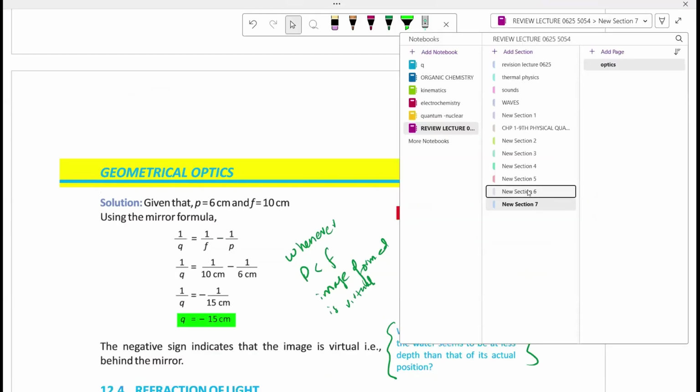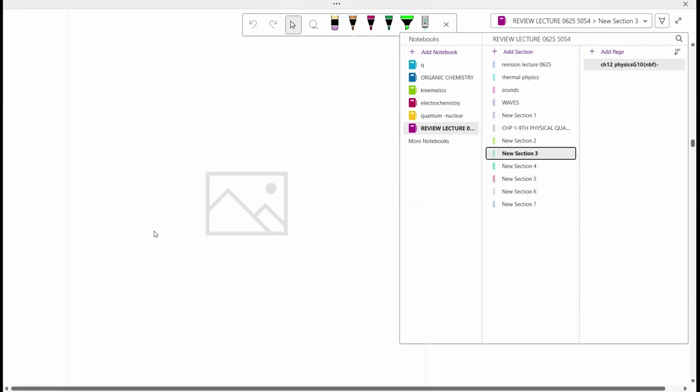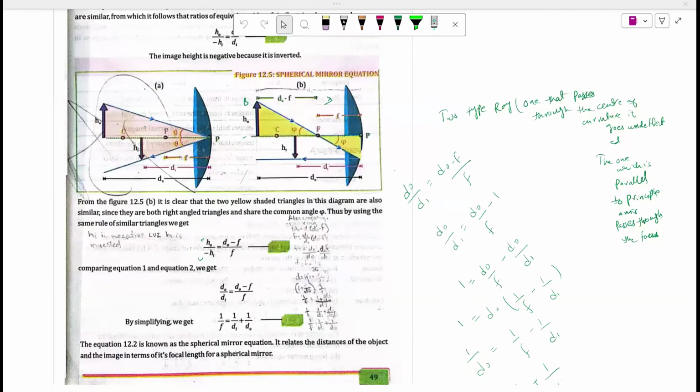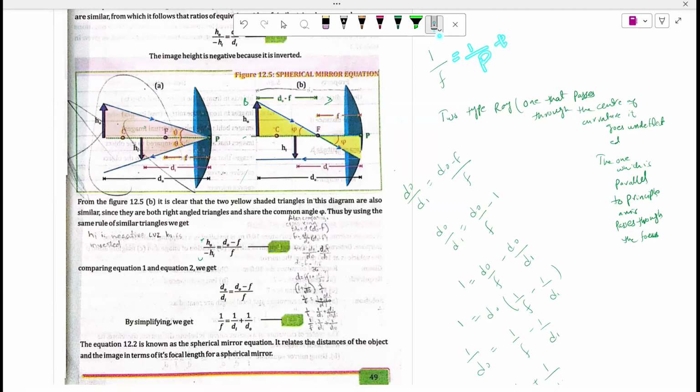Now let's review this from the other lesson. From the other book, we went straight into the equation, which was 1 over f is equal to 1 over p plus 1 over q. That was for the object, that was for the image, and that was the focal length.